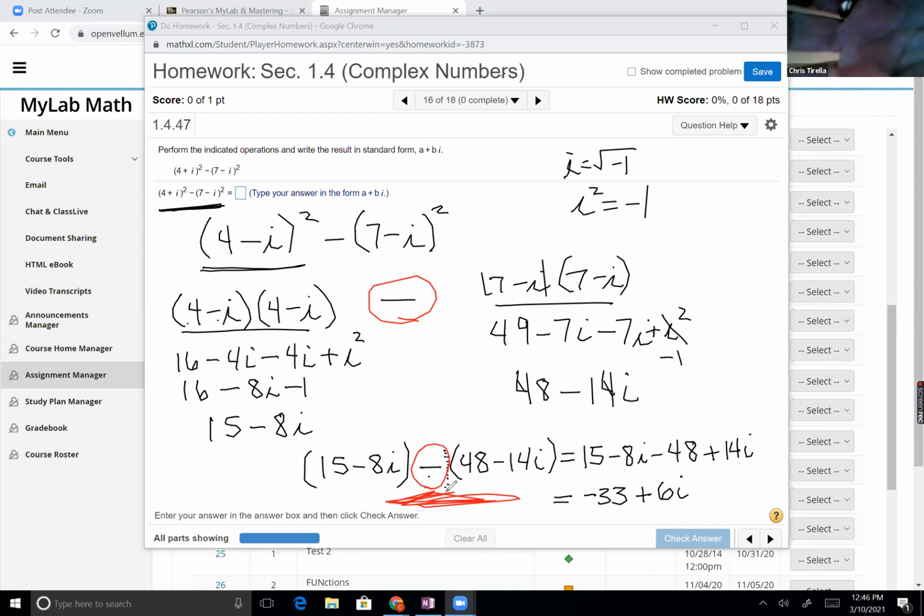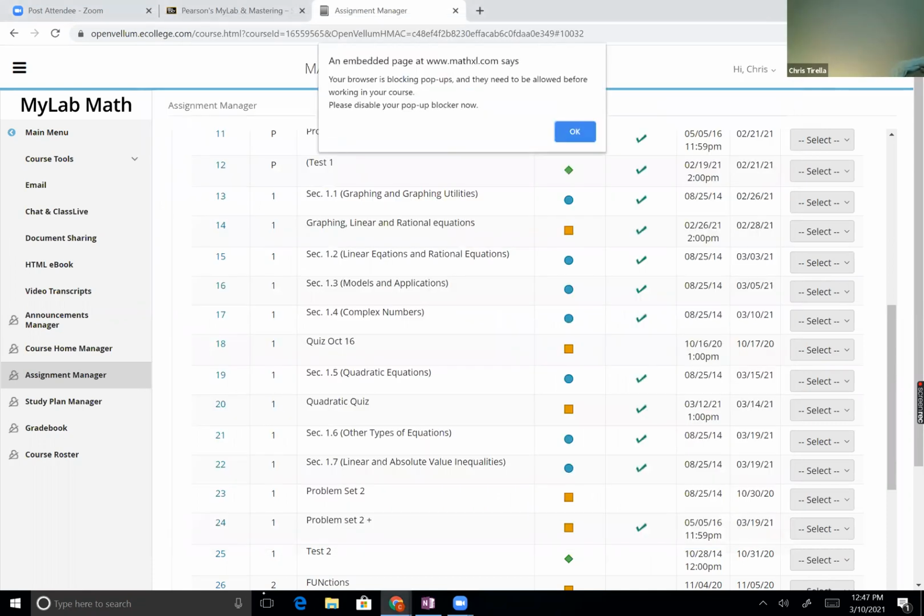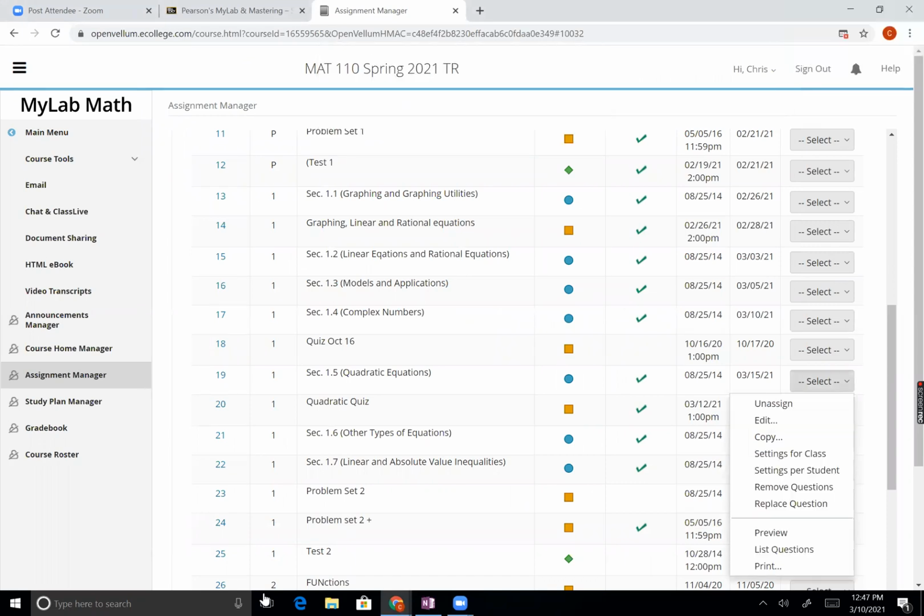As Rizwana was starting to ask for that question, I did hear somebody else asking about another one. Yeah, can we do 1.5 question 16? Sure. So 1.5 is over here. 1.5, question 16.